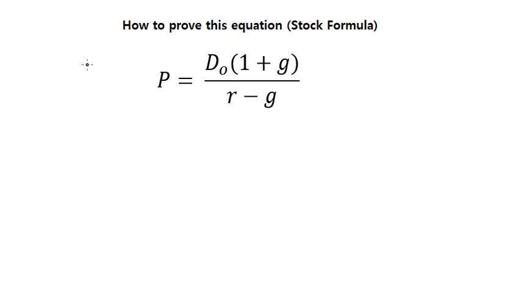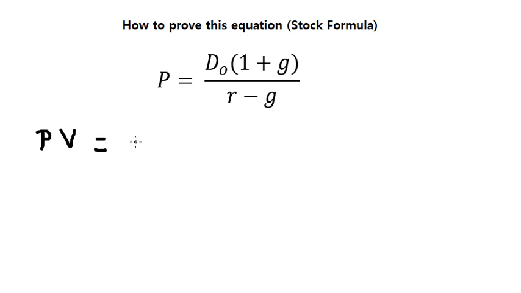The topic today is about how we can prove this one here. Now I want to show you how to answer. We know that the price of the stock is the total present value, and we need to know that we can write it like this.